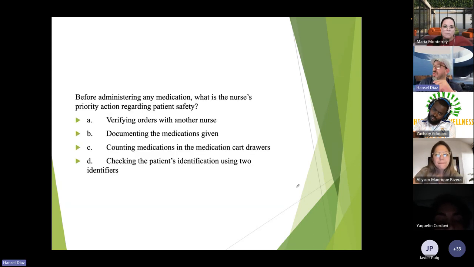Always. Questions and answers. Before administering any medication, what is the nurse's priority action regarding patient safety?